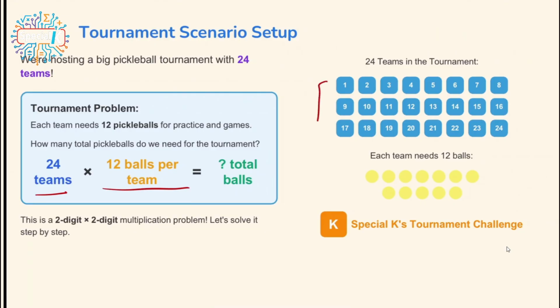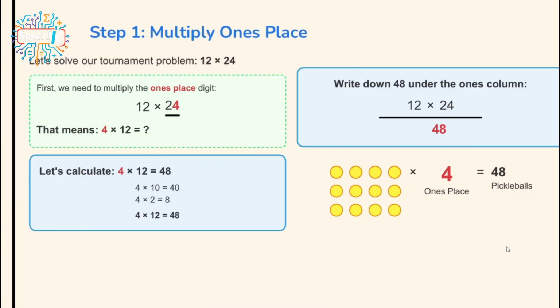And at the end, I'm trying to find the number of balls that I need for my tournament. So I can see there are 24 teams, and each of them needs 12 balls. For the Special K tournament, we are trying to see how many balls we need. So let's do it step by step. The first step: if you remember, like addition and subtraction, it would be better to use the column way. It means I'm going to write them down like this based on their place value.